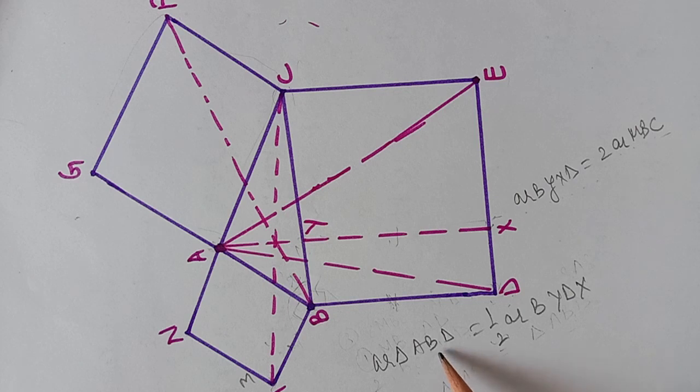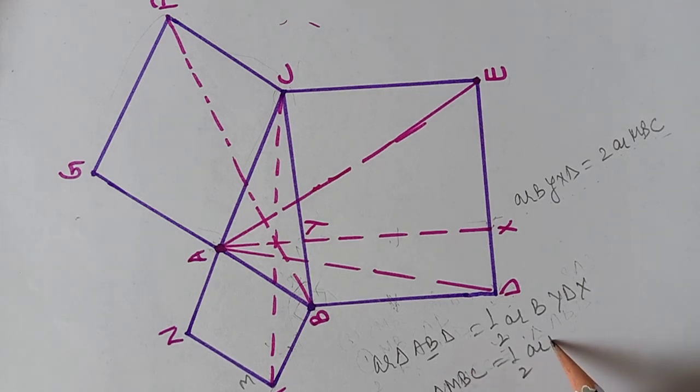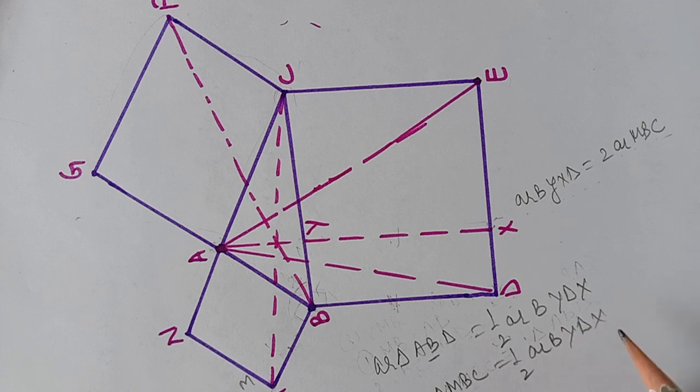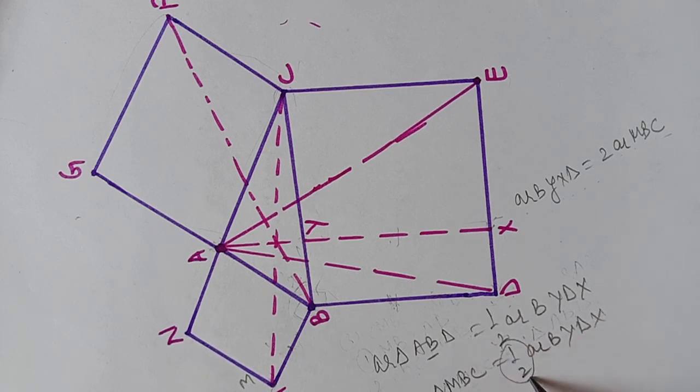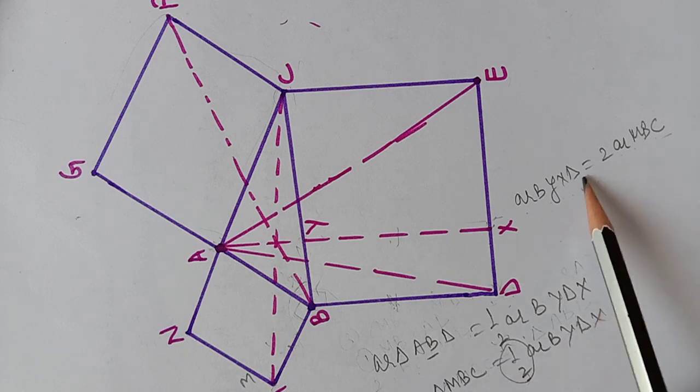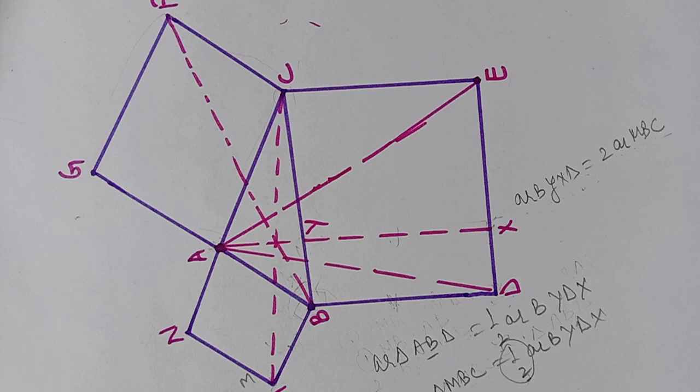Now with the theorem we can replace it with area of triangle MBC, which is equal to half of the area of BYDX. When 2 is present here in multiplication, when we shift it to the other side it will be present in division. So we will get our answer. This is your second part.